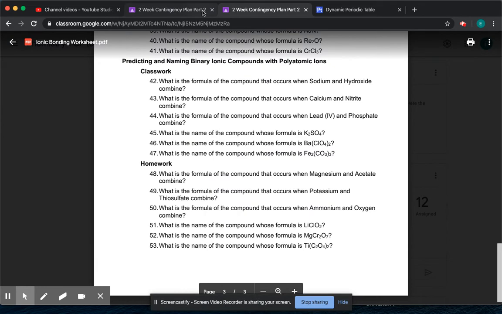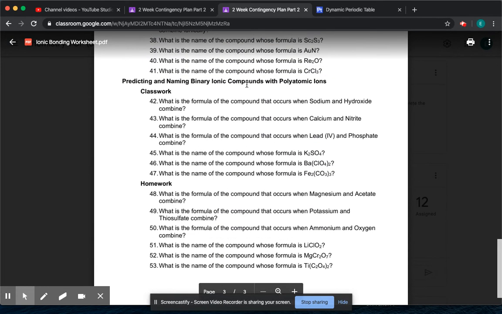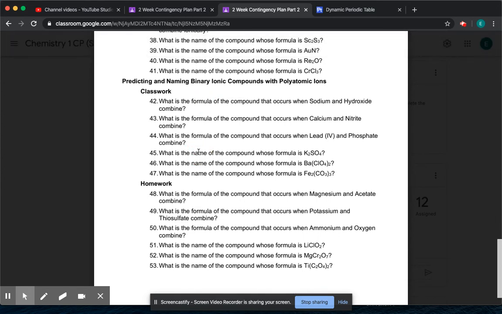Okay, so now let's go to the worksheet. Today you're going to be doing this section, predicting and naming binary ionic compounds, but just with polyatomic ions. So let's do one of each. There are only 2 types of questions. It's either going to ask you to write the formula or write the name. Let's do one of each.